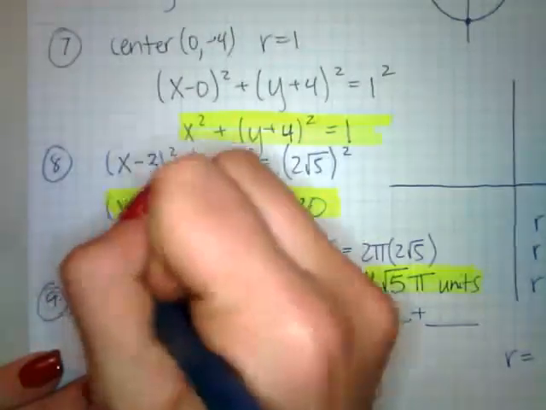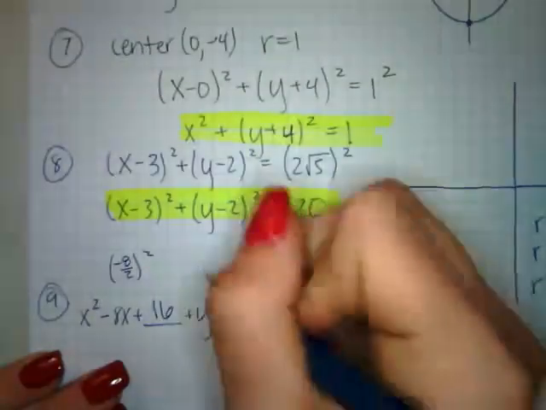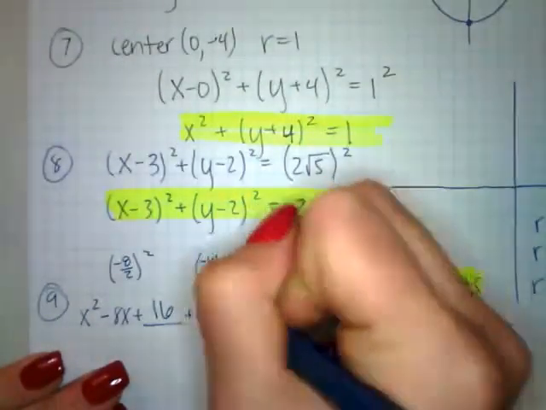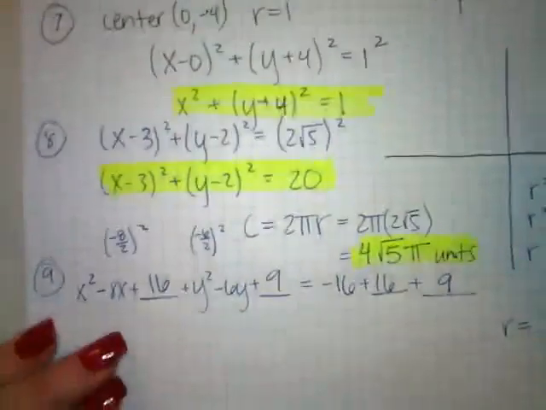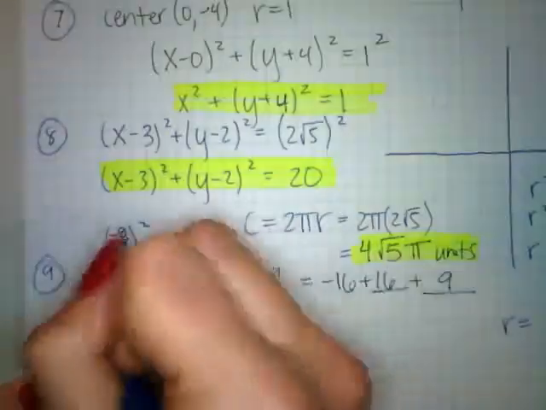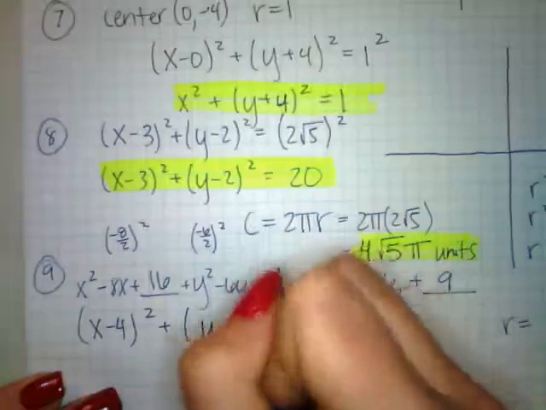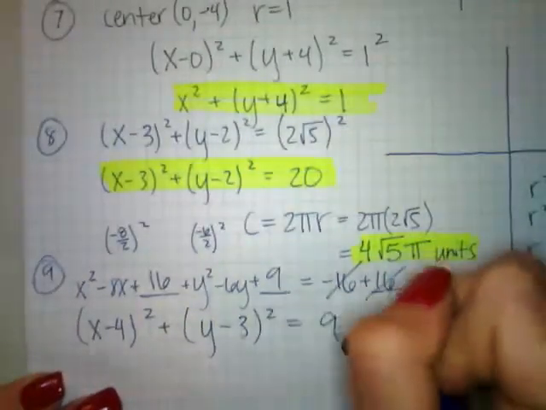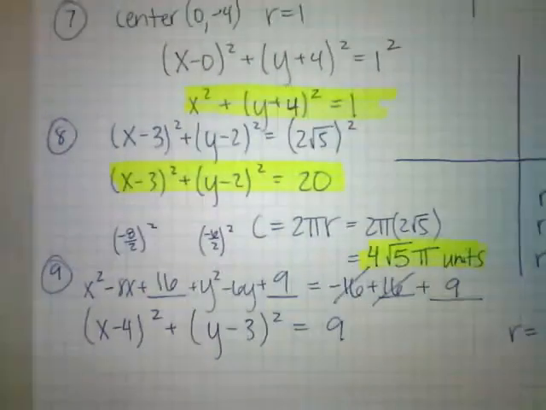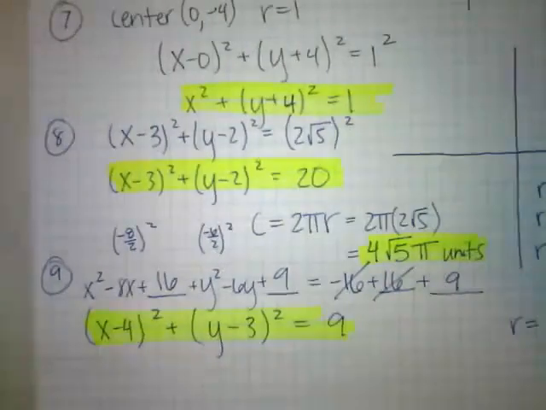All right, that's going to be b divided by 2 squared, which that looks like it's 16. This b divided by 2 squared is going to be 9. Okay, I can factor this side. That would be x minus 4 squared plus y minus 3 squared equals 9. And that would be my final answer for that question. Okay, on to question 10.